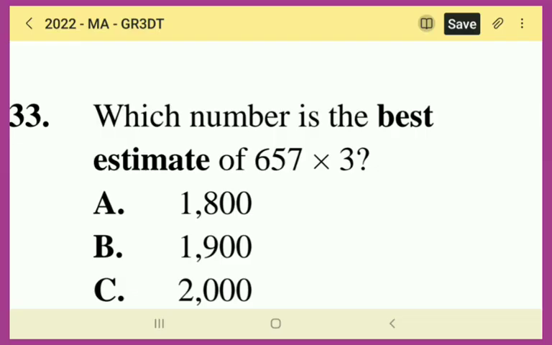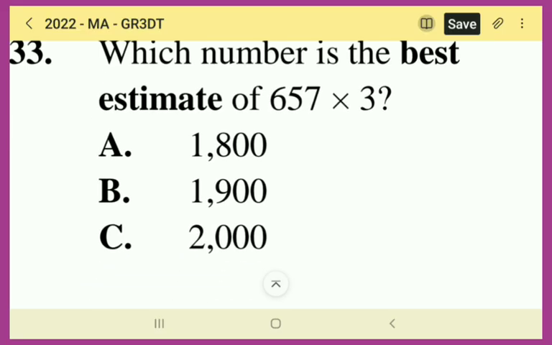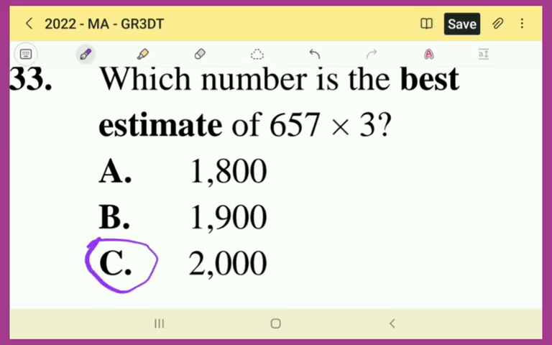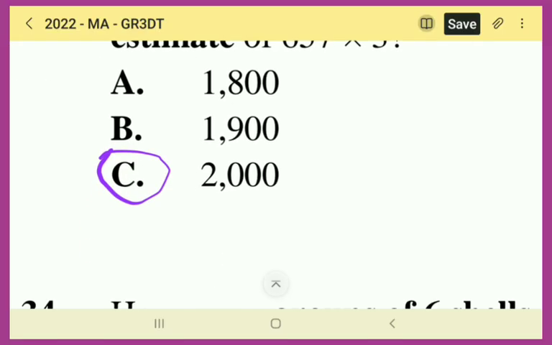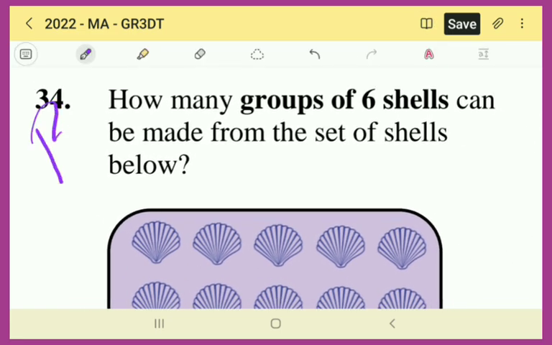33. Which number is the best estimate of 3 times 657? Now, if you're thinking of rounding off, 657 is closer to 700, but because you're estimating, 3 times that would be 21, so you're estimating it to be about 2,000. All right, now you have to know how to estimate and to round off, round up in order to do all of this fast. All right, 34 is a repeat. Let's put big R for repeat.